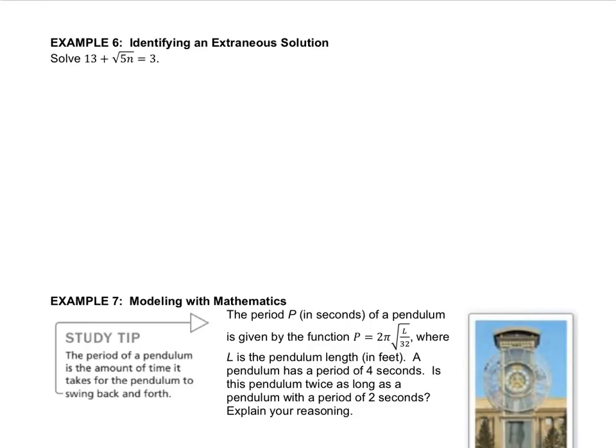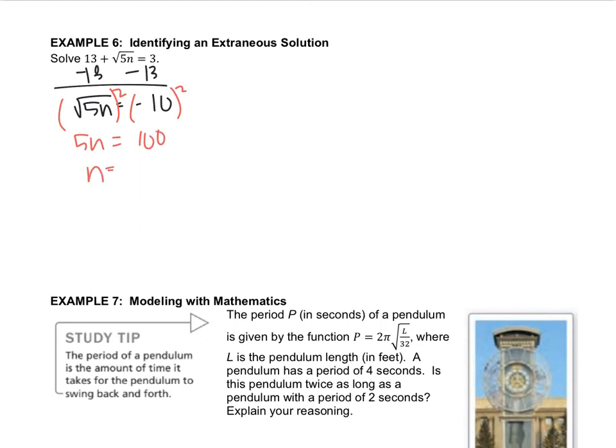All right, let's check out another one. As you can tell from the title of the example, we're going to find an extraneous solution. First thing I'm going to do is subtract 13. So I get radical 5n equals negative 10. Now I square both sides. So we get 5n equals 100. That gives me that n is 20.